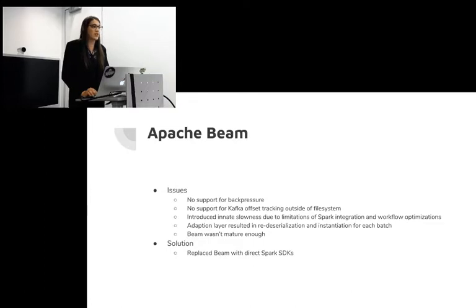As well as it just didn't have a lot of optimizations for working on top of Spark. So you would have unsatisfactory execution times of each of the micro batches and everything that ran through the platform.